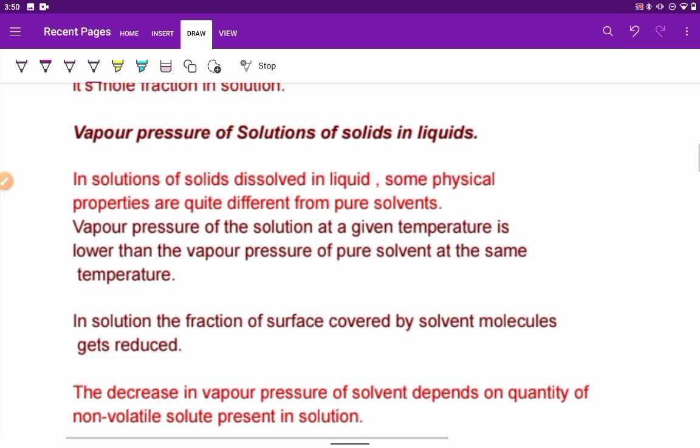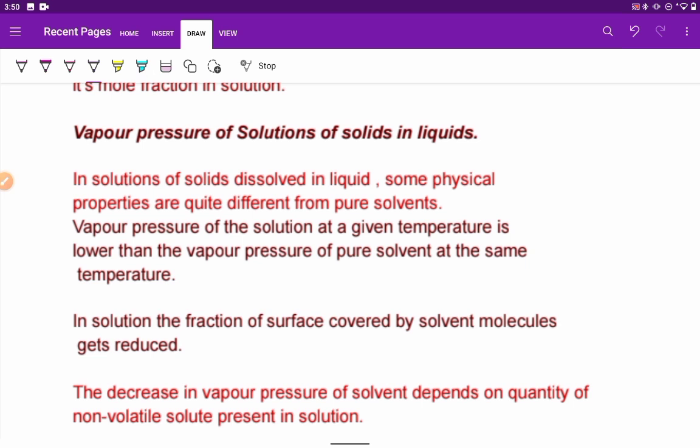Next, vapor pressure of solutions of solids in liquids. Now let us take the case of a solution of solid dissolved in liquid. We find that some physical properties are quite different from the pure solvents. For example, solution of sodium chloride or glucose or cane sugar in water, and at the same time we can also take the case of sulfur dissolved in carbon disulfide. In these cases, some physical properties of the solutions are different from those of their pure solvents, like vapor pressure.